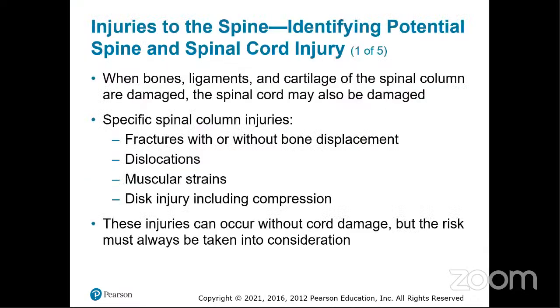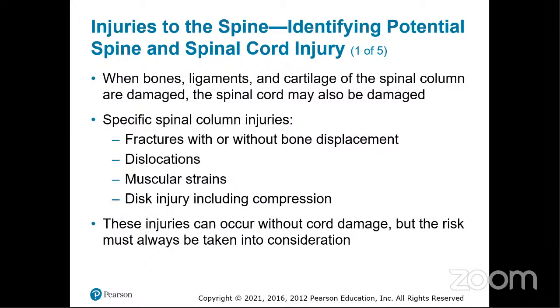So injuries to the spine is any time those bones, ligaments are damaged, and the spinal cord may also be damaged. Some specific spinal column injuries: a fracture without bone displacement. A lot of the times, if you get a hit and the bone stays in place, it just fractures, it causes some injuries, but it isn't as severe. Okay. The dislocation is if two spinal vertebrae, one shifts from the other. What happens if you shift and that pulls too far, though? We're going to sever that spinal cord.